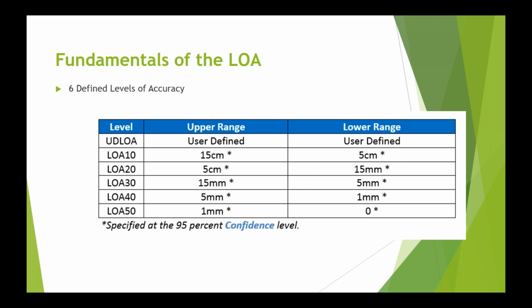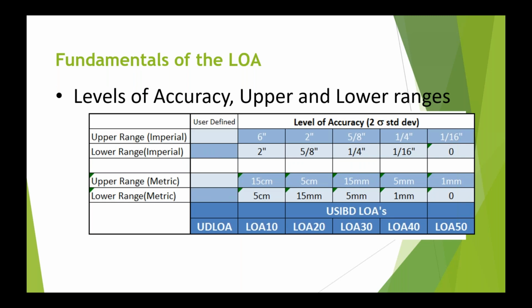So much like the LOD has LOD 100, LOD 200, 300, 350, we have six levels of accuracy. We've got UD, which is a user-defined level, LOA 10, LOA 20, 30, 40, and 50. We have both metric ranges and English imperial ranges here. So whether you're using metric or imperial, we've got the ranges here. And for those of you using imperial, LOA 10 is between 2 to 6 inches. LOA 20 is 5/8 of an inch to 2 inches accuracy. 30 is 1/4 inch to 5/8. 40 is 1/16 to 1/4. And 50 is better than 1/16 of an inch accuracy. So we've got upper ranges and lower ranges. What we're doing is trying to get everybody on the same page.